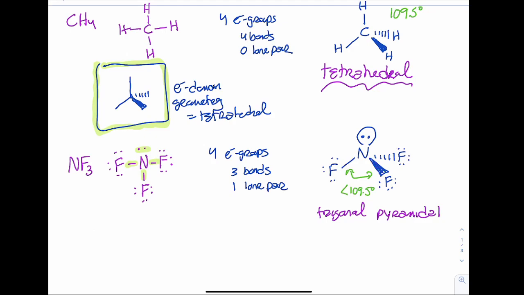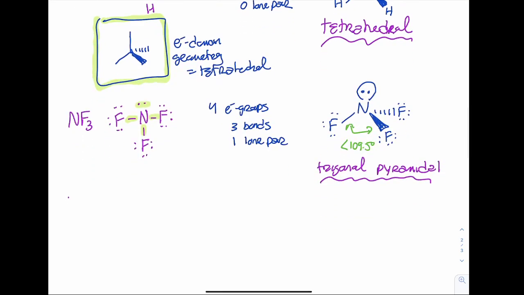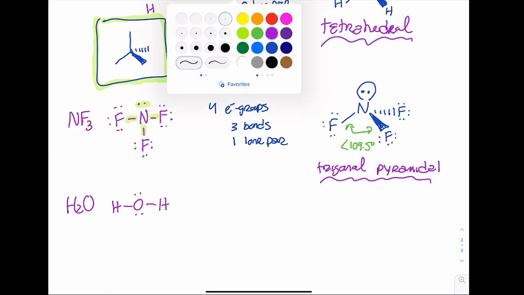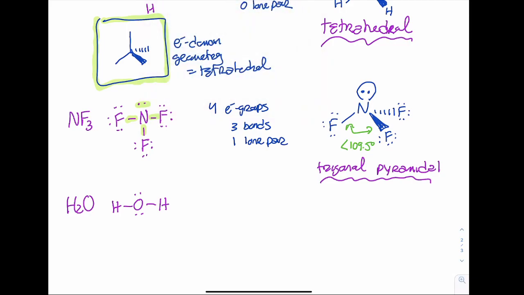And then one more in this category. And then I promise we'll look at models. So water, H2O. We drew this Lewis structure in a previous video. So I have oxygen in the middle, bonds to 2 hydrogens and 2 lone pairs. So I still have 4 electron groups. This time 2 of them are bonds, and then 2 of them are lone pairs.